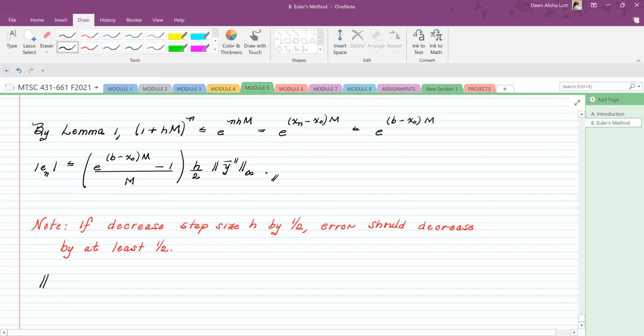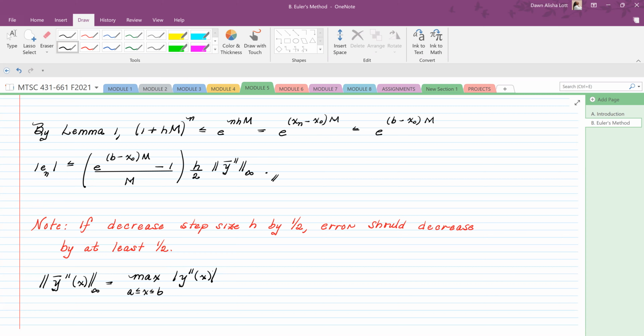Okay, so the infinity norm of y double prime is just the max on the interval from A to B of the absolute value of the second derivative of y of x. So the infinity norm is to look at all the different points and find the max of the values at those points. Okay? All right, so that's what the infinity norm is about.